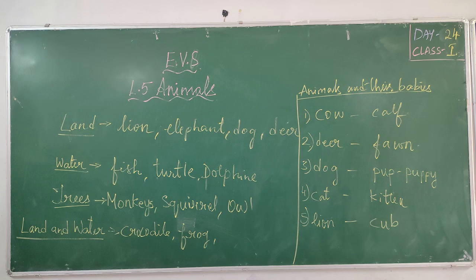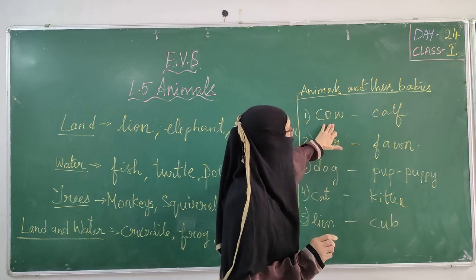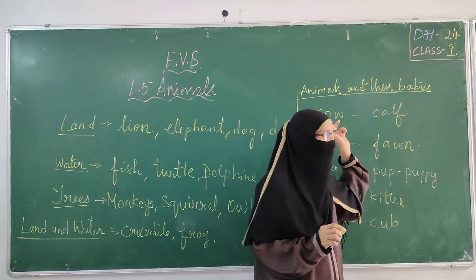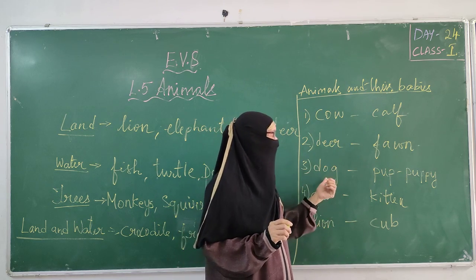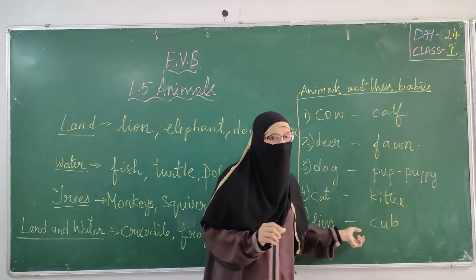The cow baby is called calf. The baby of a deer is called fawn. Dog is called puppy or pup. Lion or tiger baby is called cub. A cat's baby is called kitten. Duck, duckling. Crow, chick. Hen, also chick. So these are the names of the animals and their babies: cow, calf; deer, fawn; dog, pup or puppy; cat, kitten; lion, cub.